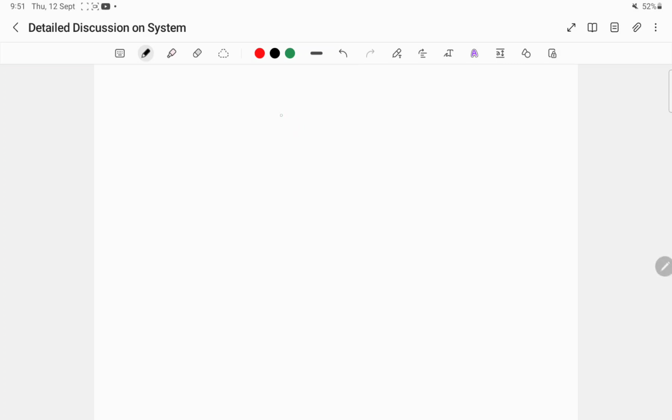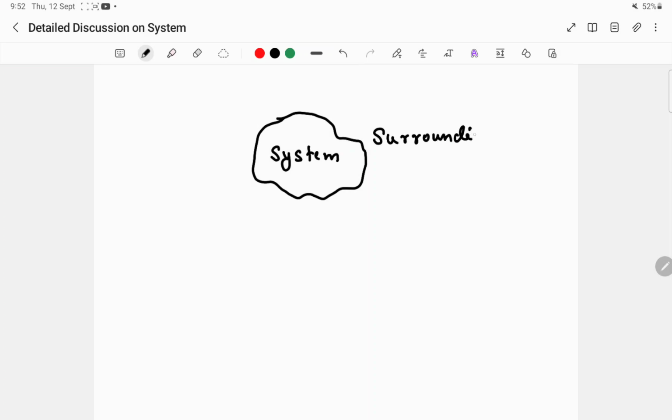As you know, wherever our focus is, that is called the system, or the region of space where we are focusing or giving attention, and anything external to the system is the surrounding. And what we can say is, your universe is equal to the system plus surrounding.